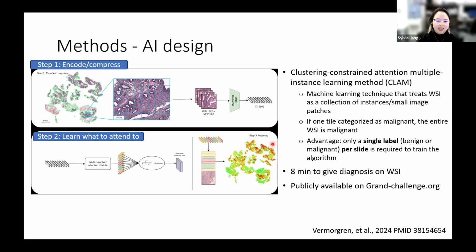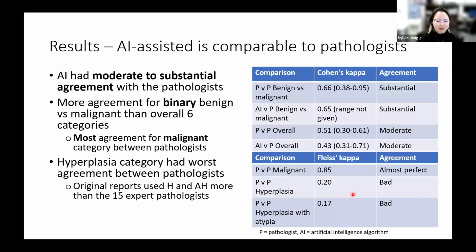And so red would be, oh, these tiles have the most quote unquote features that seem to correlate with the overall slide diagnosis. And so one advantage of this method is that for each of the learning set slides, you only need one label for it. You don't have to have a pathologist go in and circle every gland or every cell to label it and to teach the AI algorithm. You really just need one label per slide, which is really nice. Overall, this process takes about 8 minutes for the AI program to look at and give a diagnosis. And interestingly, this algorithm is publicly available on grandchallenge.org. So if people had cases they wanted to try to submit to the AI, they could.